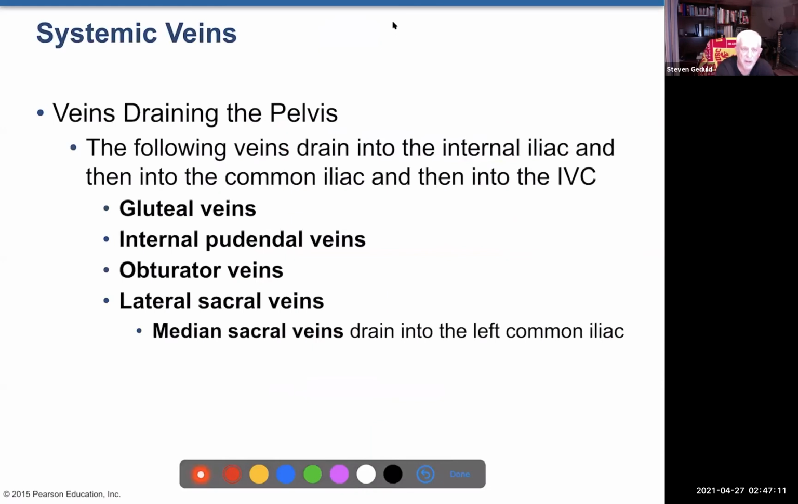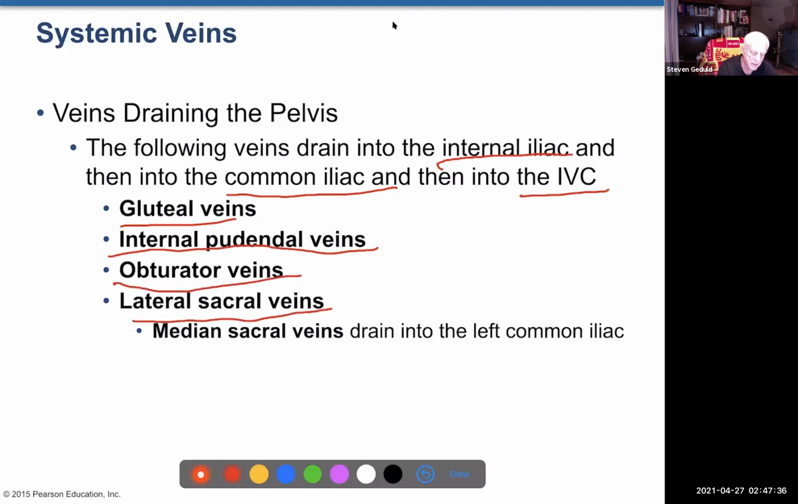Veins that drain the pelvic area drain to the internal iliac, and then into the common iliac, and then into the inferior vena cava. You have your gluteal veins, the internal pudendal vein, the obturator veins, and the lateral sacral veins. And from the lateral sacral veins, you have the median sacral vein, which also drains into the left common iliac vein.